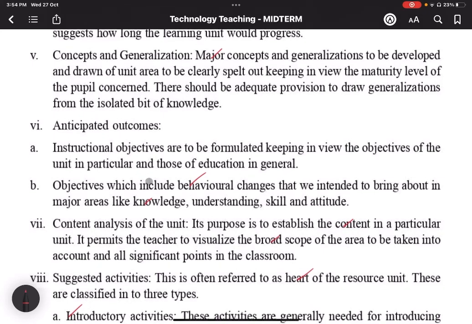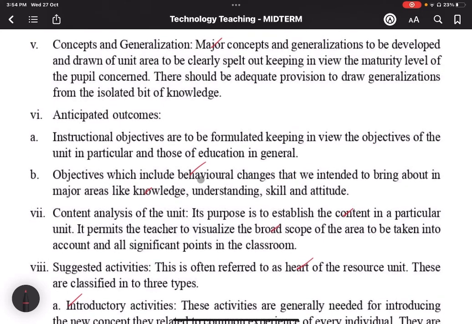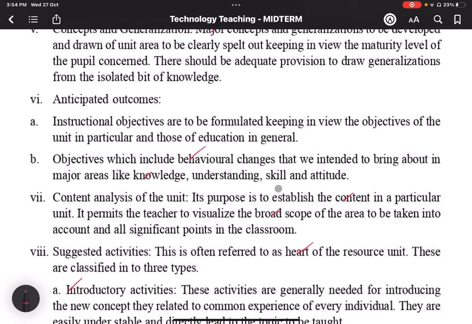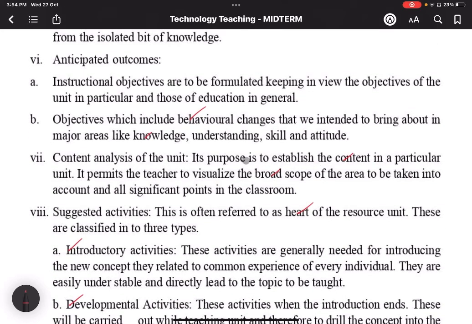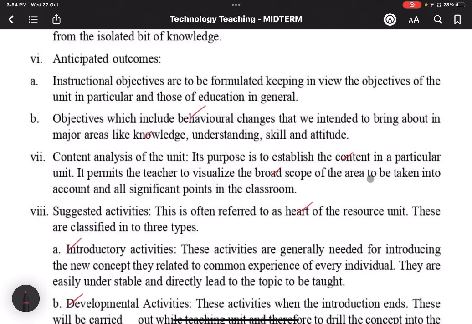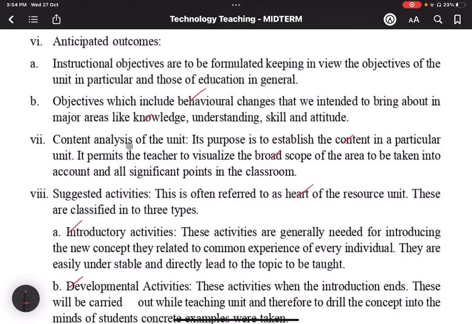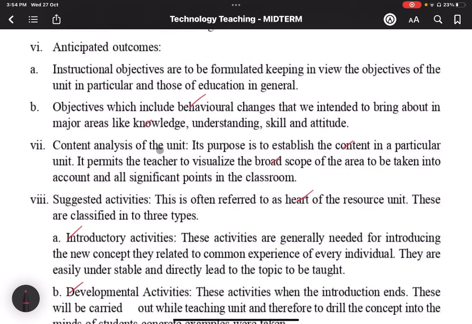Anticipated outcomes, okay? The objectives of the resource unit, behavioral change, no? To bring about change in the major areas like knowledge, understanding, skill, and attitude. Content analysis: its purpose is to establish the content in a particular unit. It permits the teacher to visualize the broad scope of the area to be taken. Yan, yun ang use ng content analysis.